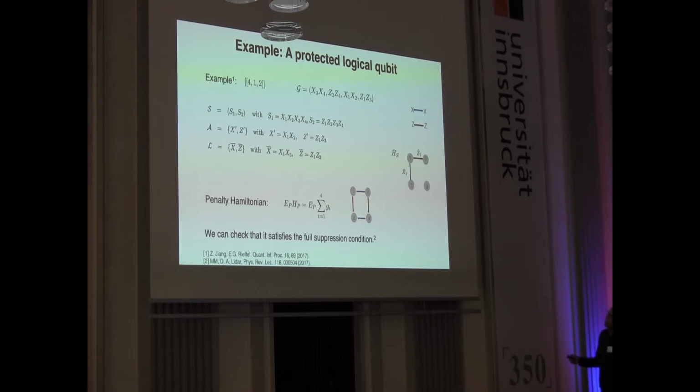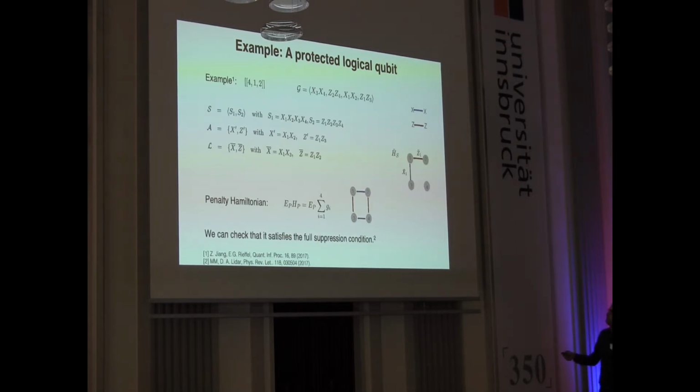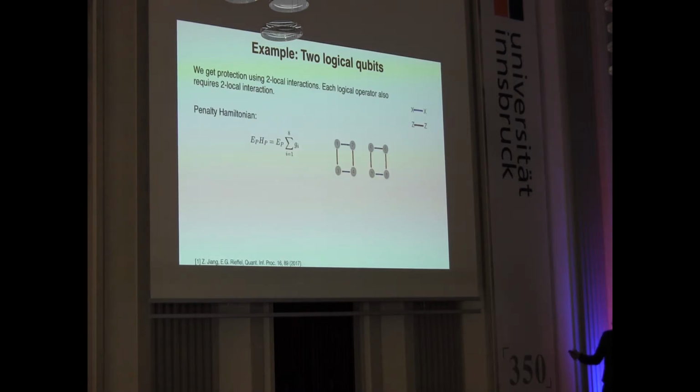What are the logical operators? X1, X3, which is basically this, and Z1, Z2, which is this. So at least we get error suppression for one local errors. How about performing the computation? Of course, one idea would be to use 2 blocks of this and use 8 qubits, right? And then the penalty Hamiltonian, again, would be this and this. Everything's 2 local. Again, I have error suppression against any one local error, so that is good.